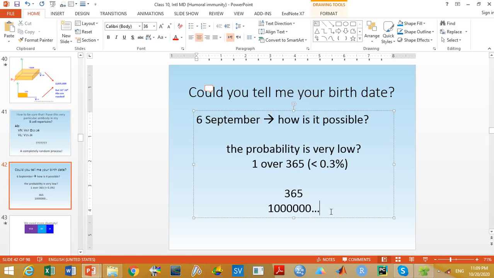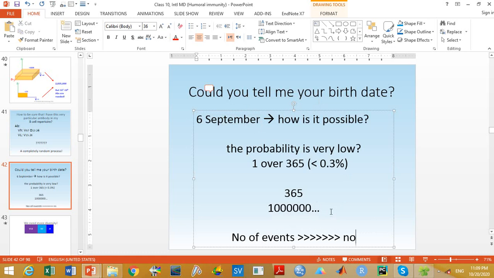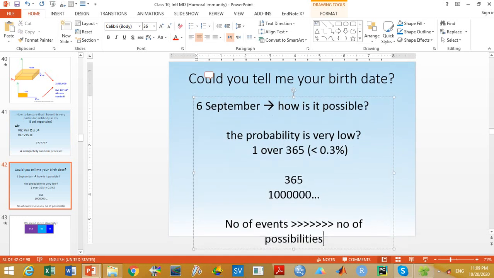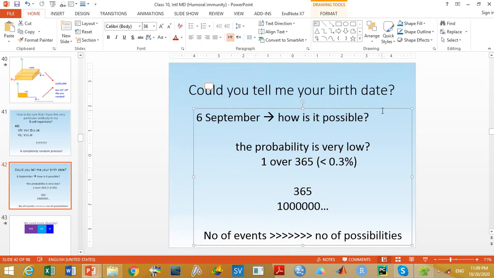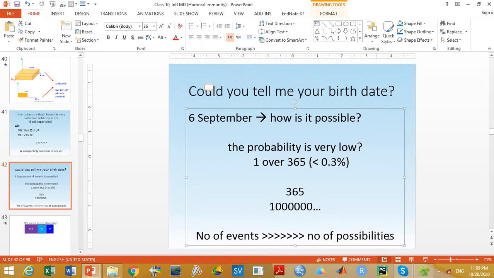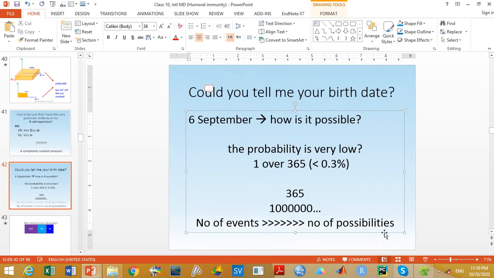But the number of events has been much, much bigger than the number of possibilities. And this is the basic mathematics for it. For those of you who might be a bit more interested in this, this is related to a concept in mathematics which is called the pigeonhole principle. If you want to learn about it, you can read about it.